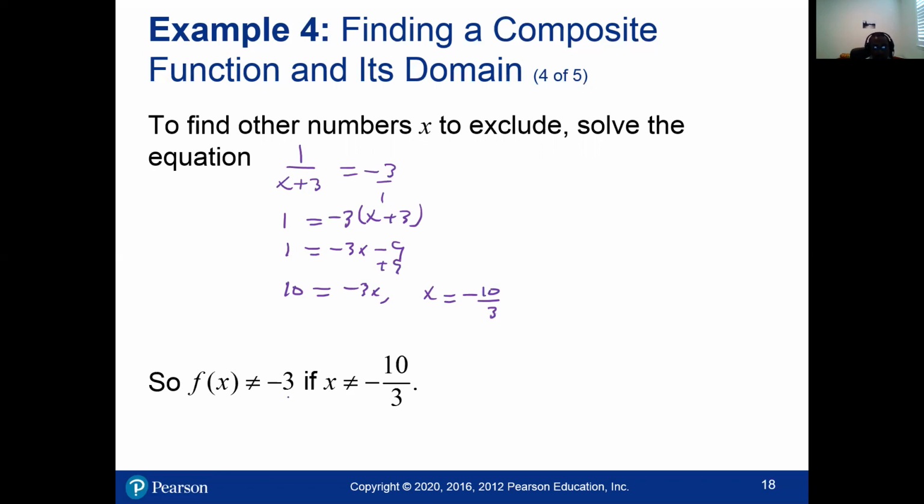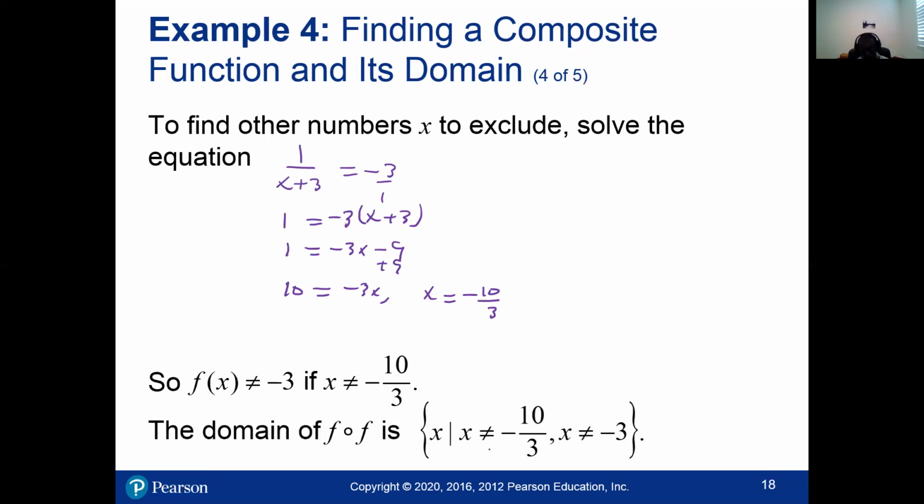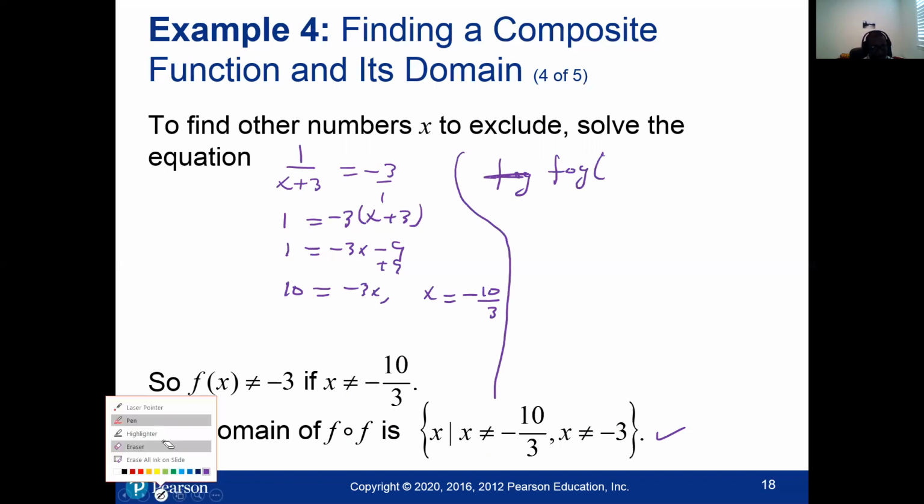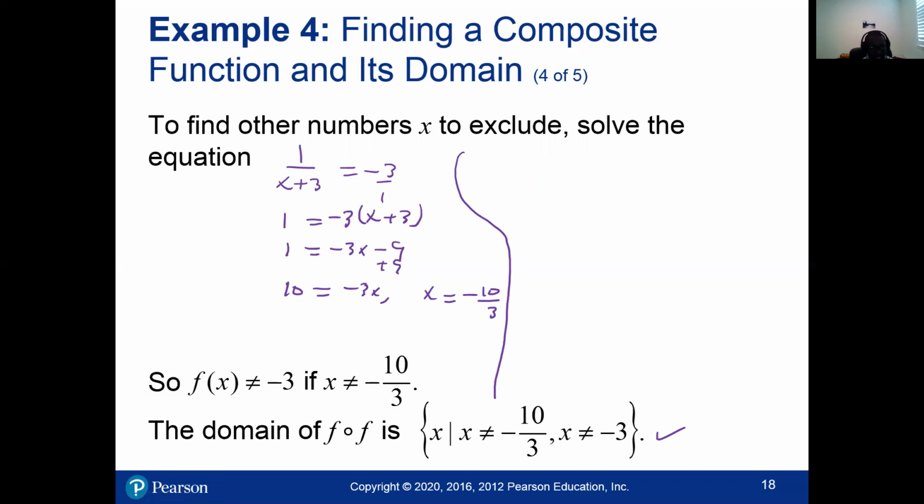So f of x is not equal to negative 3, meaning x cannot be negative 10 over 3. And so we have the domain of f of f as that. Now, that's just curiosity. Let us find f of f. I don't know why I'm writing g, I kind of keep writing that many times.